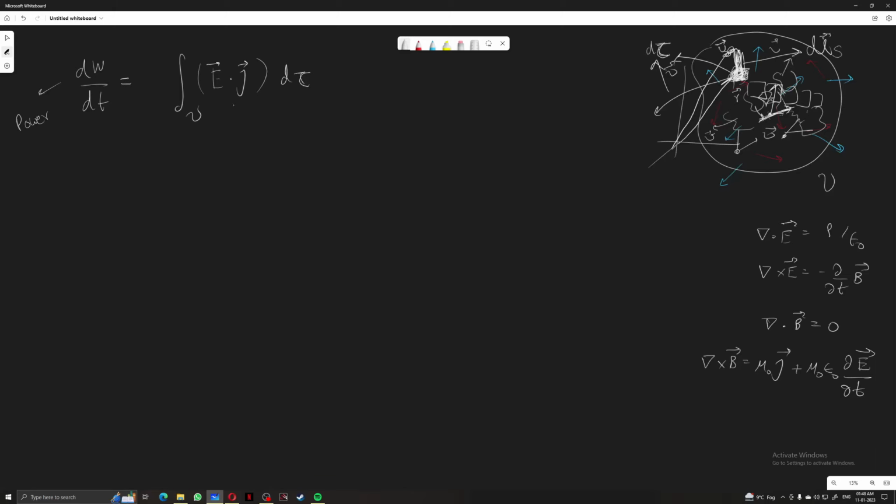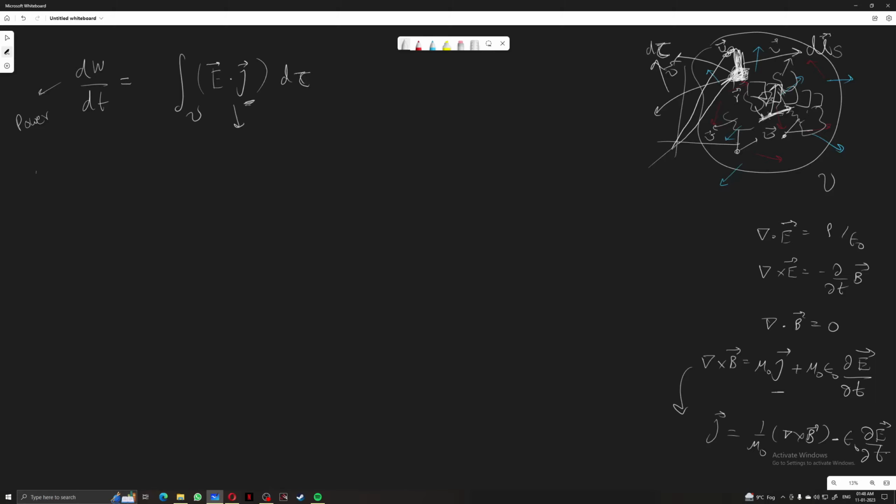Now I want to focus on this term E dot j. What I want to do is to remove this j and write it in terms of the electric and magnetic fields alone, so I can talk about the energy stored in fields. So I can use Maxwell's equations to do this substitution. I want j to be written in terms of B and E. From this last equation you can see that j is 1 over mu naught curl of B minus epsilon naught times partial E over partial t.